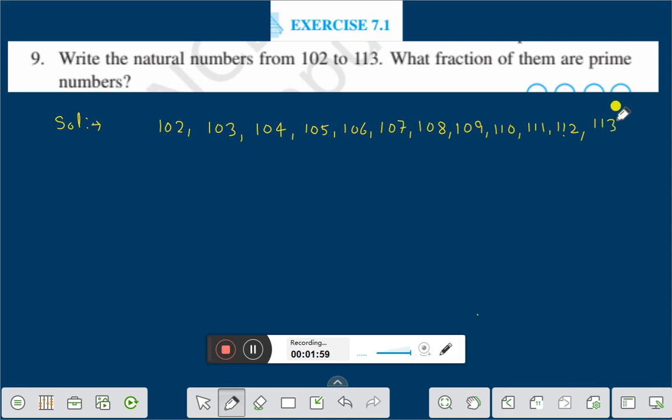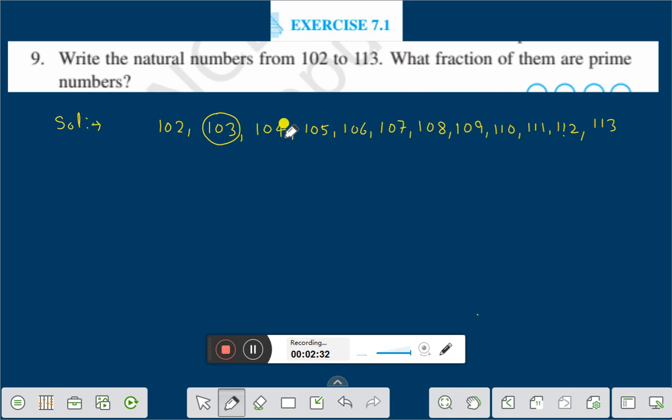Right? Here you see that you have written the natural numbers 102, 103, 104, 105, 106, 107, 108, 109, 110, 111, 112, and 113. Now you have to choose the prime numbers, right? Here you see 102, it is divisible by 3, and 104, it is divisible by 2 also. 103, it is a prime number. We circle this number, that is 103.